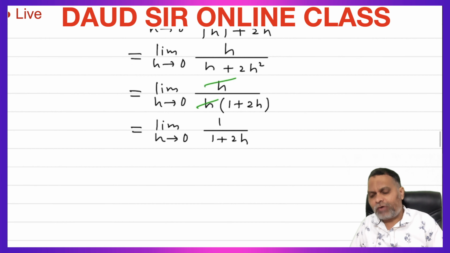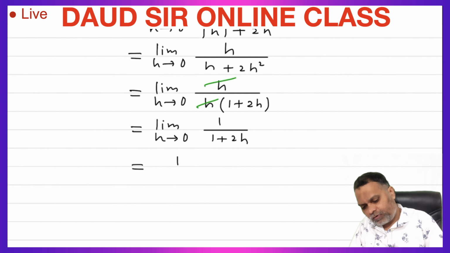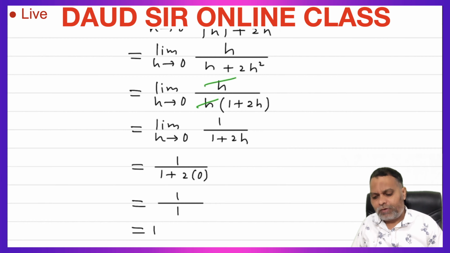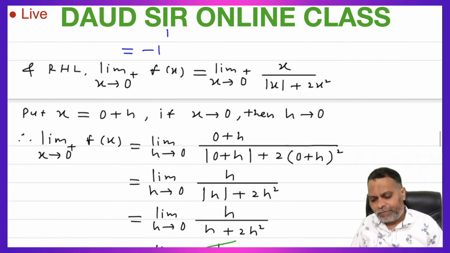Now we can put the value of h, which is equal to 1 upon 1 plus 2 into 0, which is equal to 1 upon 1. 1 upon 1 means 1. So we have got the right hand limit also 1.